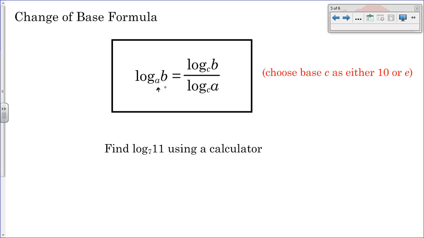The way I tell people to remember this is draw a little fraction bar between these two. Okay, draw a little fraction bar. So it's going to be B over A. And if you notice, it's B over A.